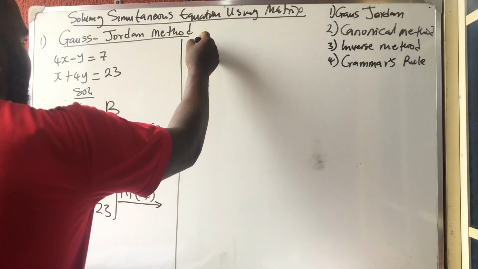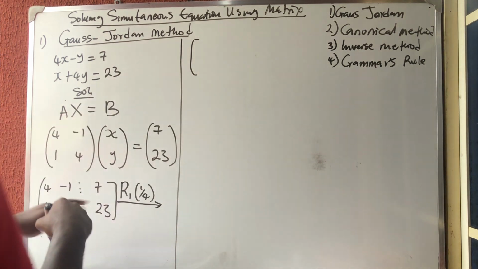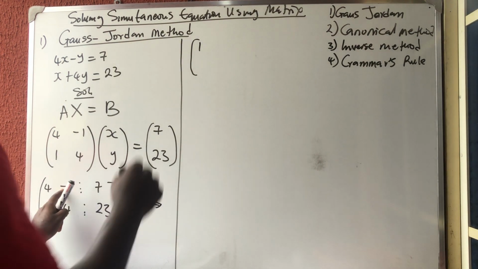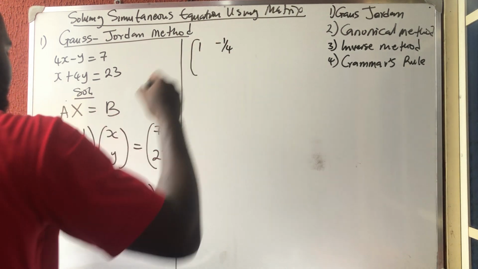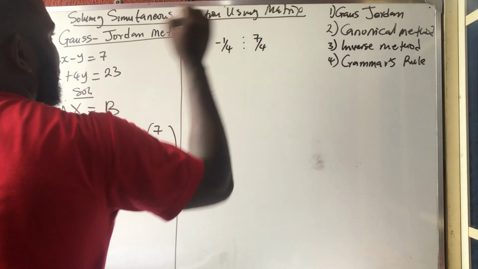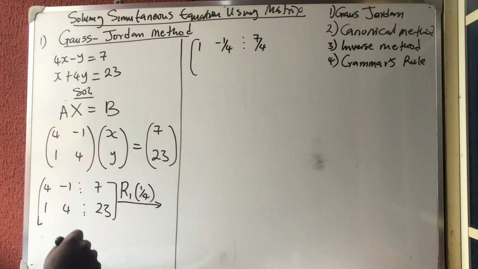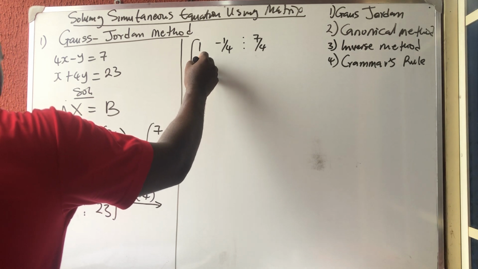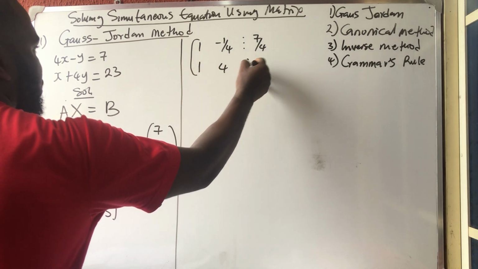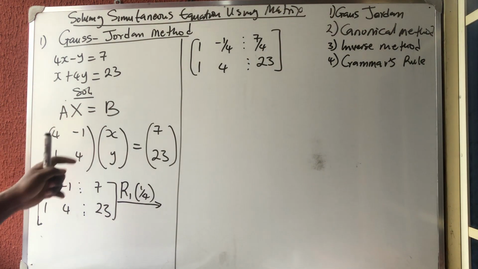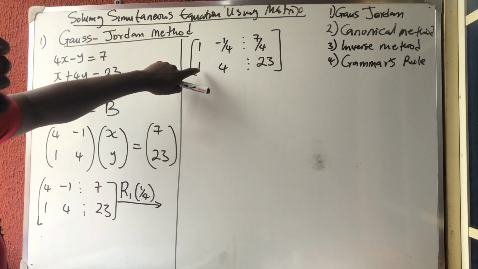So let me write it here. The answer will now be 1 over 4 times this, you have 1. 1 over 4 times this, you have minus 1 over 4. 1 over 4 times this, you have 7 over 4. Don't forget the dot. Then write the rest the way it is: 1, 4, dot, 23. Now the next thing we are going to do is that, remember, if here is 1, everything under it will be 0.